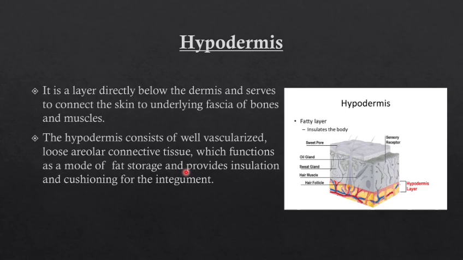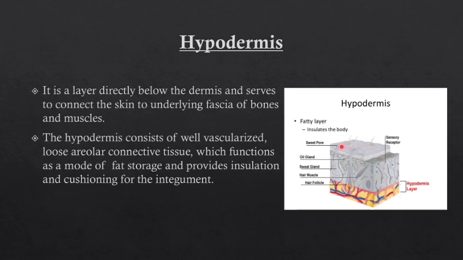cushioning for the integument. Insulation, here, relates to heat and sensation, like if anyone pinches. So it provides insulation for the integument. This is the hypodermis layer, this is the dermis layer, and this is the epidermis. Please observe this picture. You can easily see which tissues and parts are present in each layer.